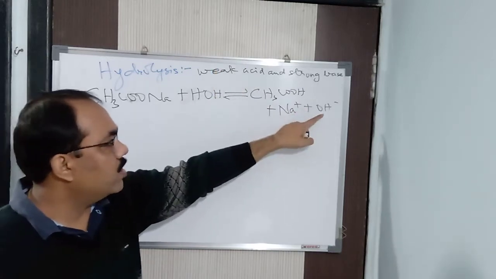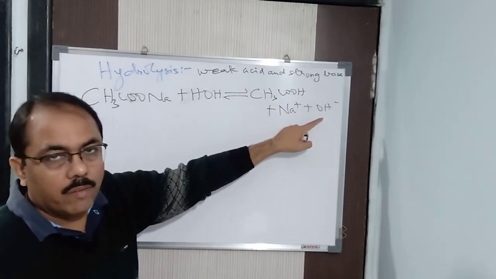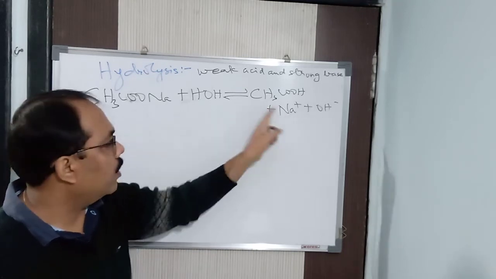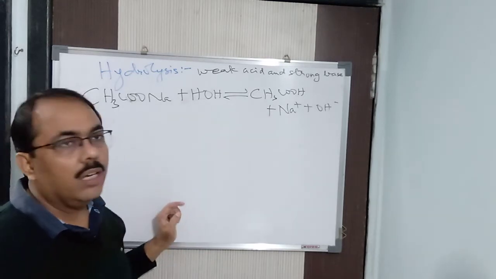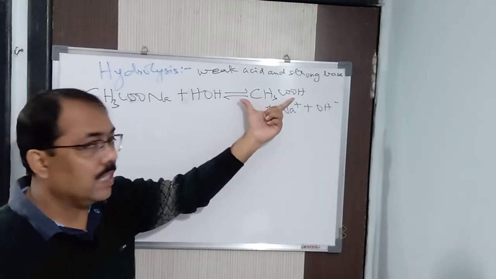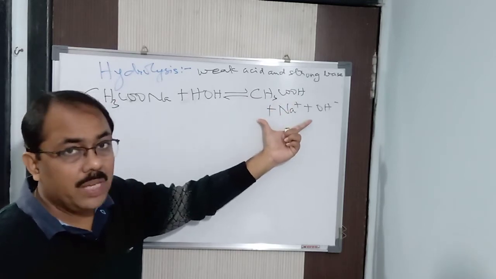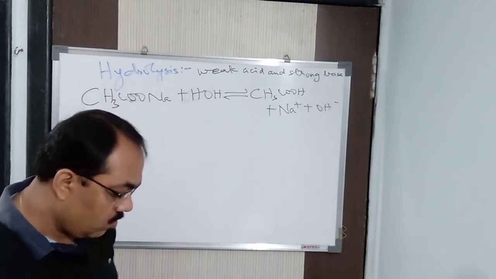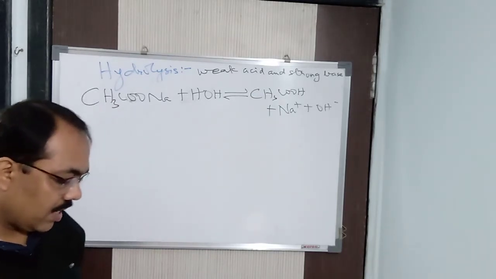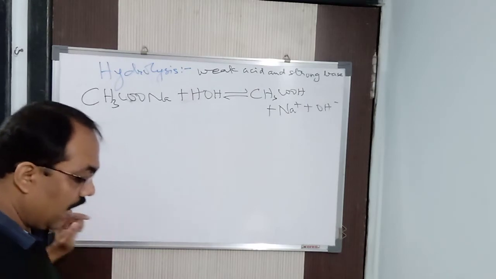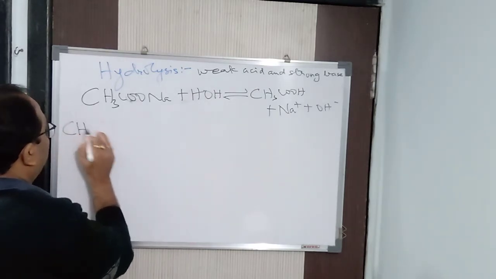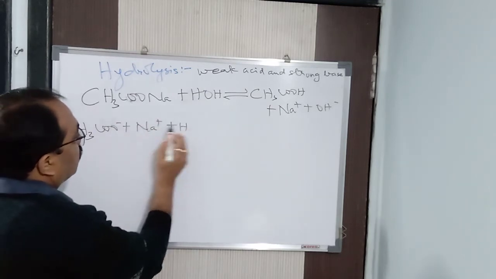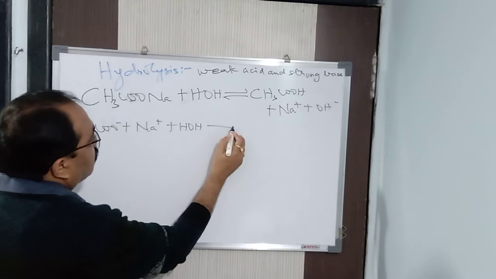For that reason, you can see the OH minus ion concentration will be more here. Acetic acid will dissociate very feebly, but the strong base will dissociate almost completely. So I have not dissociated this, I have dissociated this, so to say. So here I can write it in this way. Finally, CH3COO minus plus Na plus, plus water.